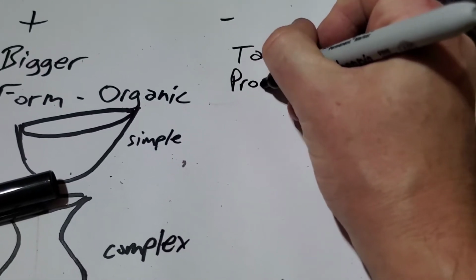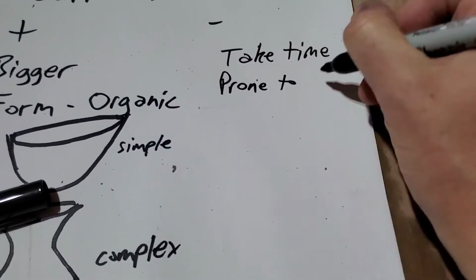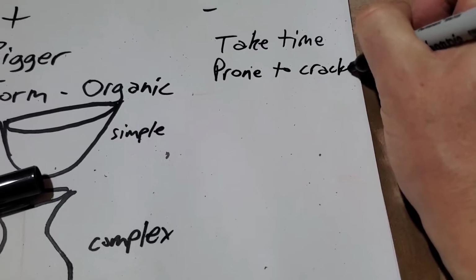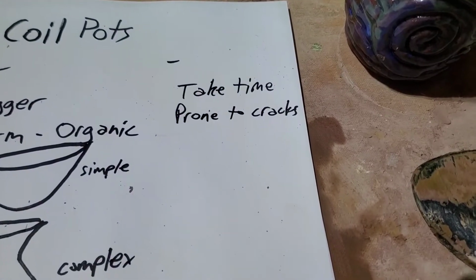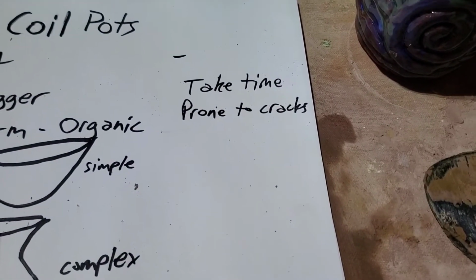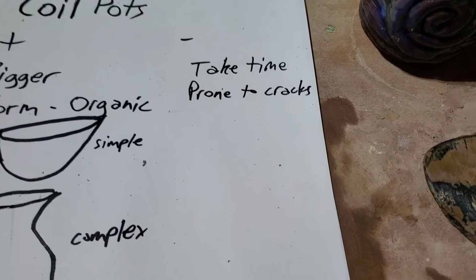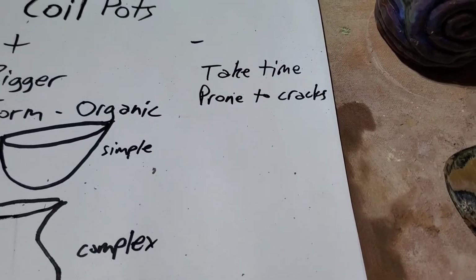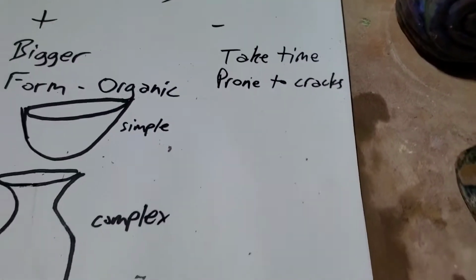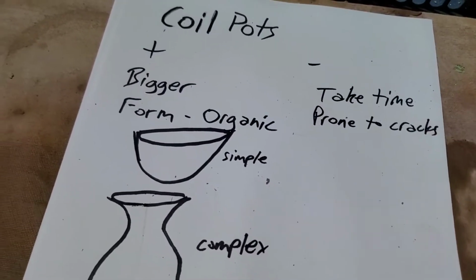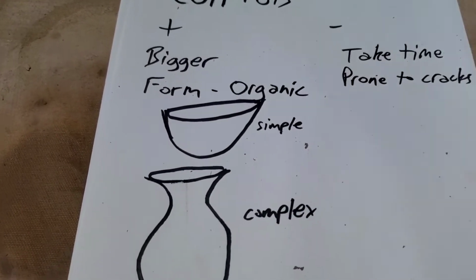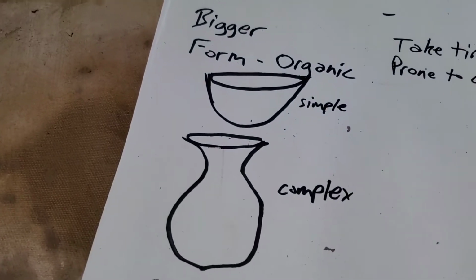So they are prone to cracks if you're not really good with your moisture management. Moisture management, keeping the clay wet, is very important. If it dries out, you're done. There's no way to add clay to dry clay. So those are the two main disadvantages. And of course, we can definitely overcome those disadvantages.